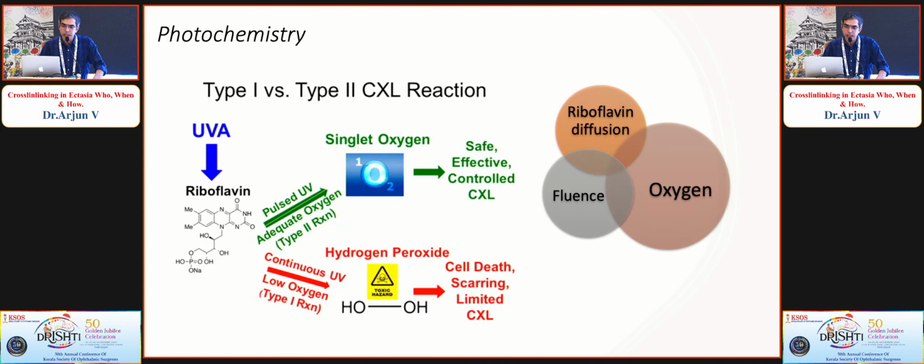A little bit about the photochemistry. There are two types of reaction, type 1 and type 2. Whenever there is oxygen, the type 2 reaction occurs, which has a better effect and more controlled CXL. When the oxygen depletes and it becomes hypoxic, it starts producing hydrogen peroxide, which is more toxic, and the effect is not stable. So whatever protocol you change, this trinity will decide what happens: fluence, how much riboflavin is diffusing, and how much oxygen you have. Whatever modification you make in CXL is always influenced by these three things.